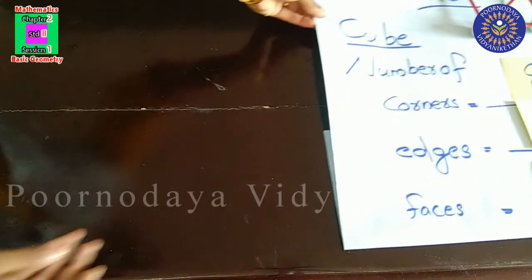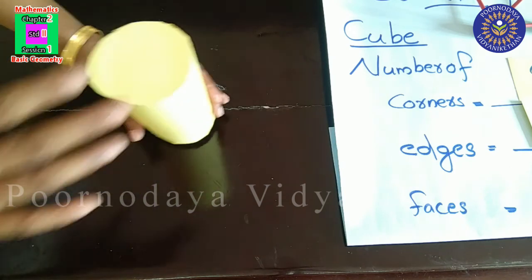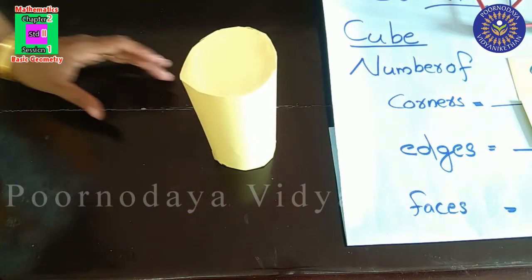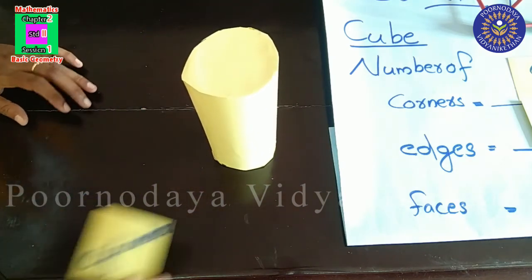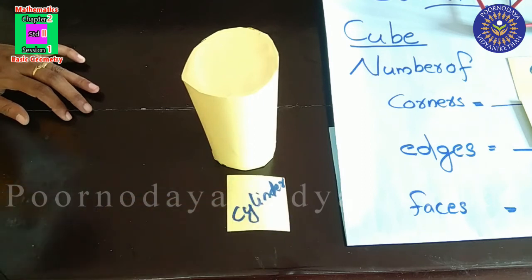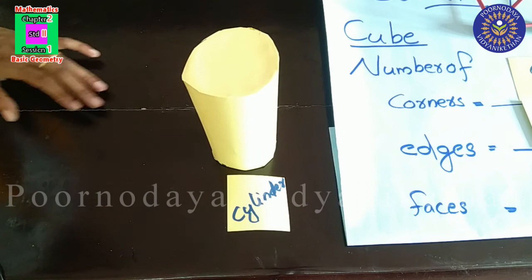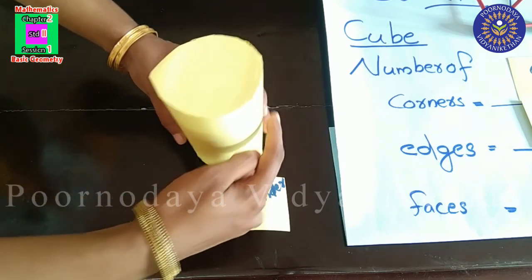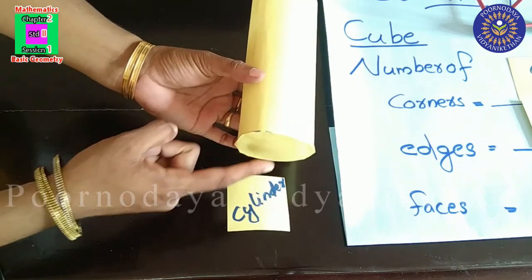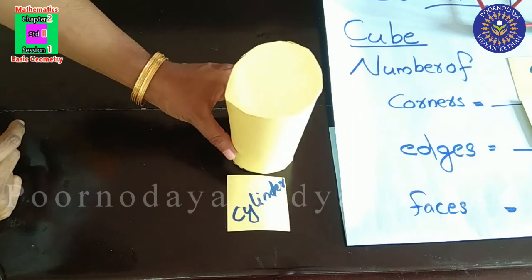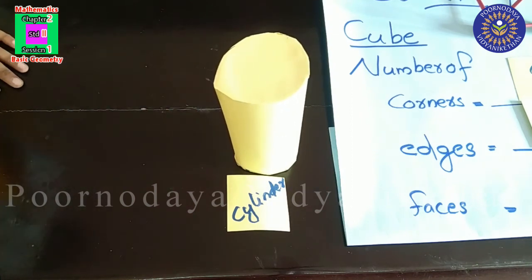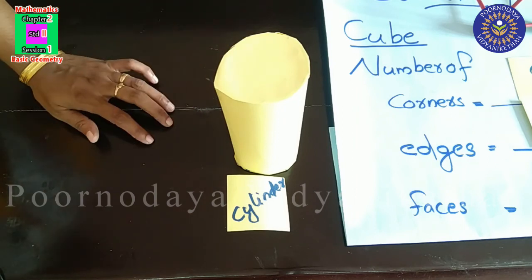Yes. Children, next you have to make a model of a cylinder. See here, it's a cylinder. By using chart paper, you can make the model of a cylinder. See here, it has a curved face and 2 flat circular faces. A cylinder has 1 curved face and 2 flat circular faces.